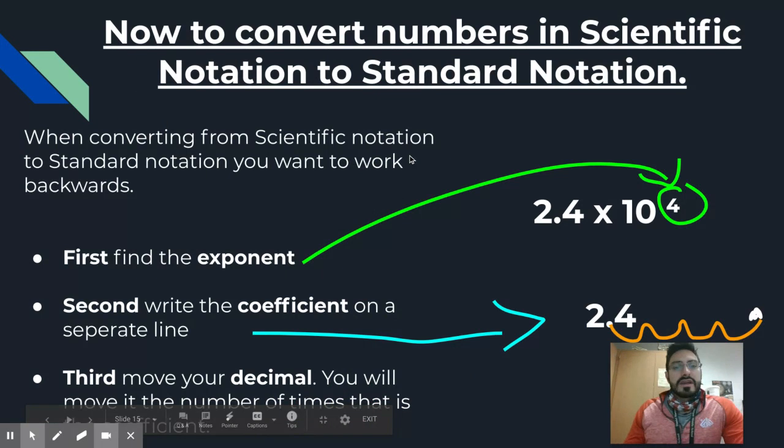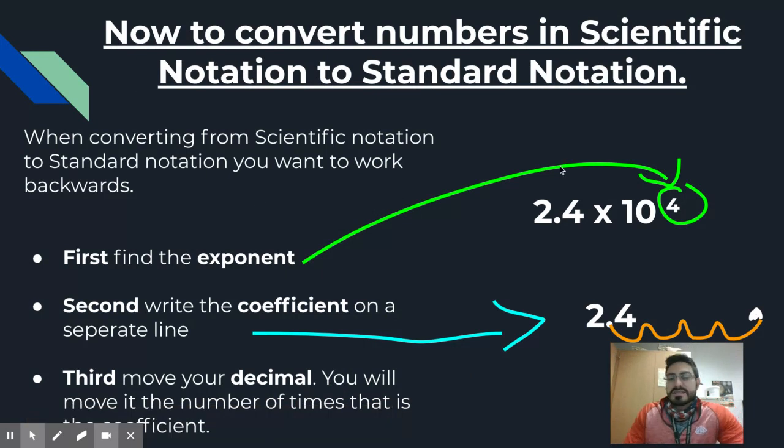When you're converting from scientific notation back to standard notation, you do exactly what you did before, but backwards. So first find your exponent. In this case, positive 4 is your exponent. Then you drop this 2.4 right here, down here, and you're going to move your decimal. And this is positive, right? So just think about it. If we moved our decimal to the left here, we'd end up having a really tiny number, right? 0.000. But if we move it this way, we end up with a bigger number.